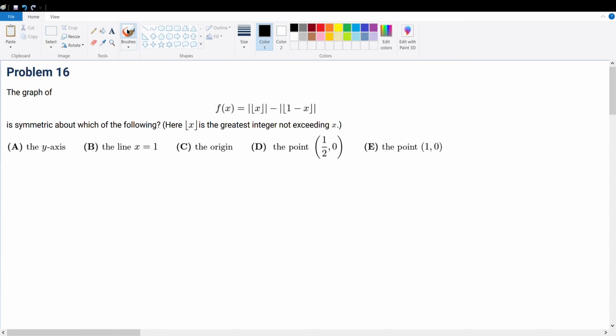Problem 16. The graph of the following function is symmetric about which of the following? And note that that's the floor function, the greatest integer not exceeding x. So first of all, let's evaluate each term.